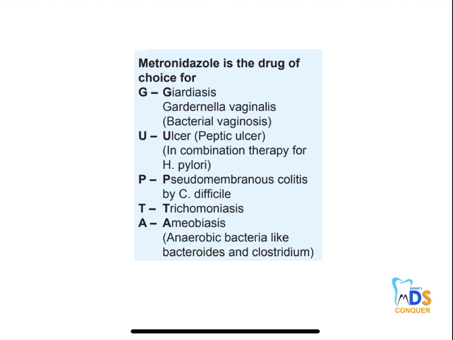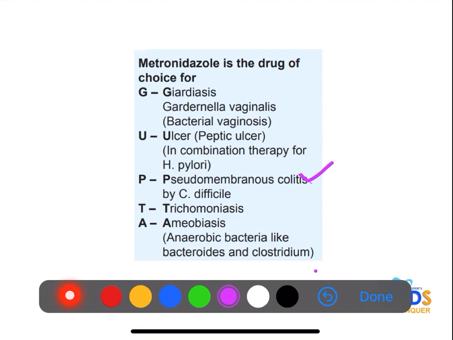Next, metronidazole, the drug of choice for many conditions, so questions can be asked. Just remember, Gupta is a mnemonic, so have a look at this as well. Amoebiasis, anyway we know, and pseudomembranous colitis we have discussed, so metronidazole followed by vancomycin. Besides that, trichomoniasis, and peptic ulcers in combination therapy for H. pylori. H. pylori we can treat with combination therapy, which causes peptic ulcer, and giardiasis. So these are the important uses of metronidazole.